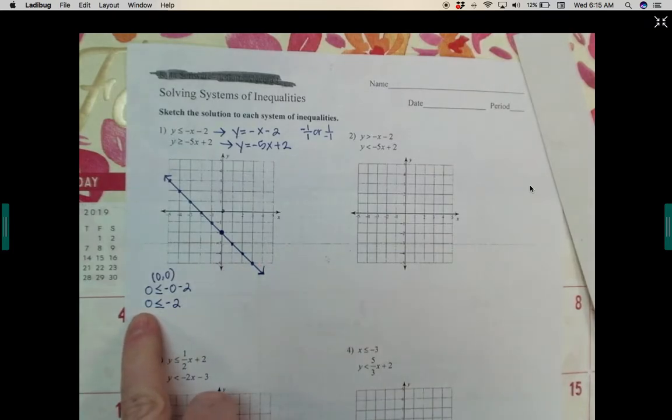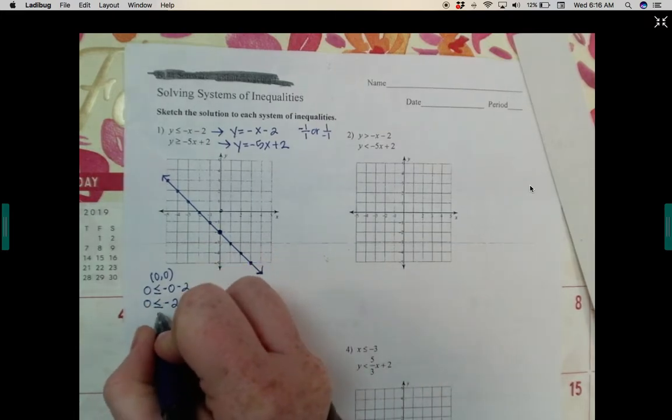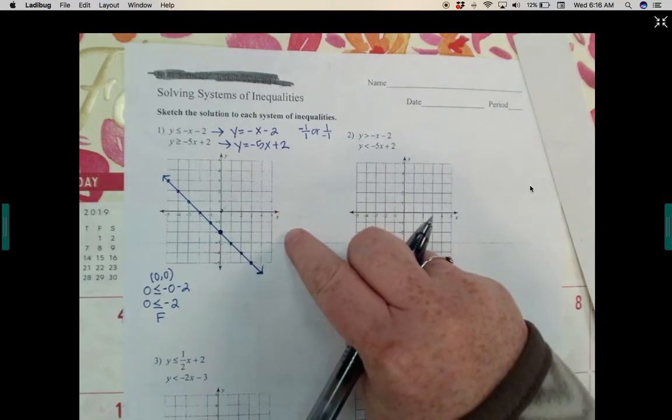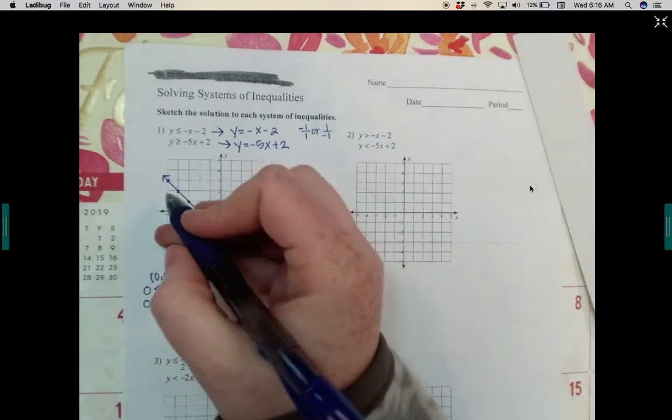So I need to decide, is this true or is this false? Is 0 less than or equal to negative 2? That is a false statement. So that means I am not going to go towards 0, 0 for my shading. I'm going to go the opposite way.